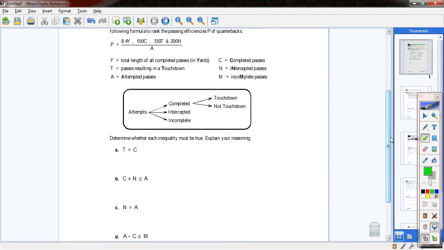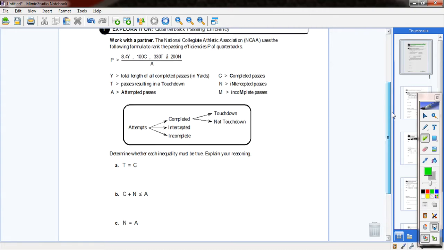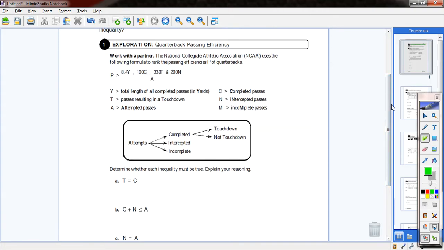Where are my football players at? Let's talk through this a little bit. It says the NCAA uses the following formula to rank the passing efficiencies of a quarterback. The passing efficiency is given by P is greater than 8.4 times Y, 100C. I don't know what the notation on some of this is, but let's talk about this right here. What's Y represent? What's it say it is here, kids?